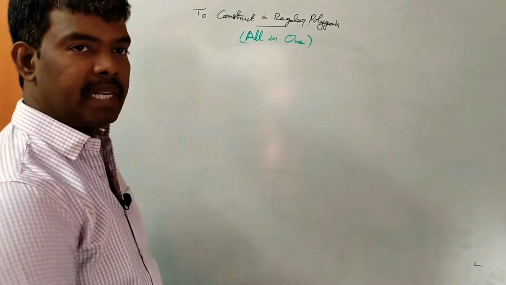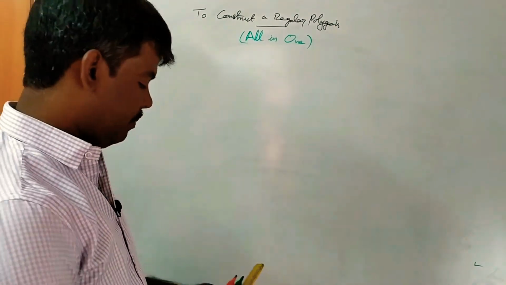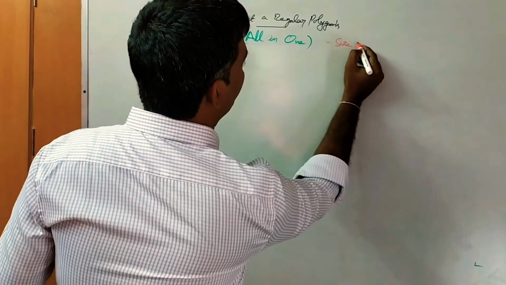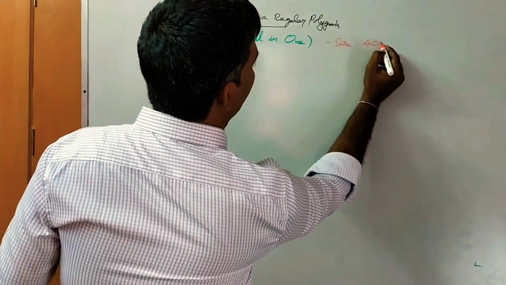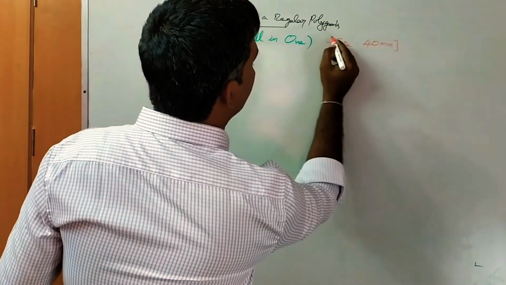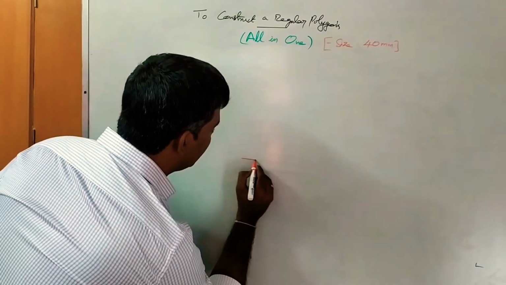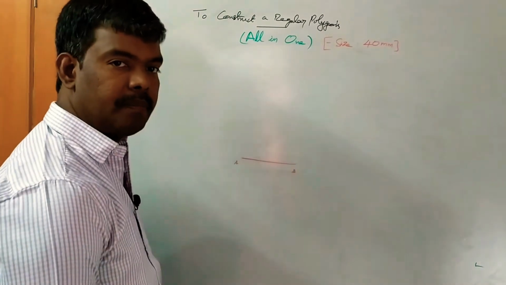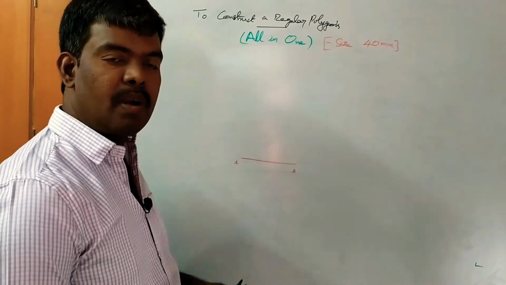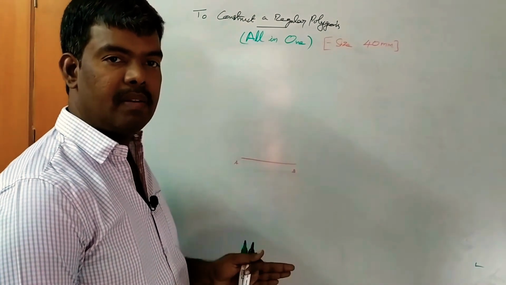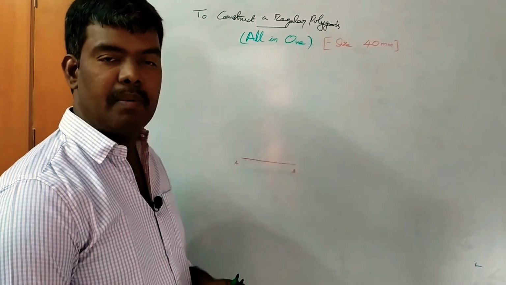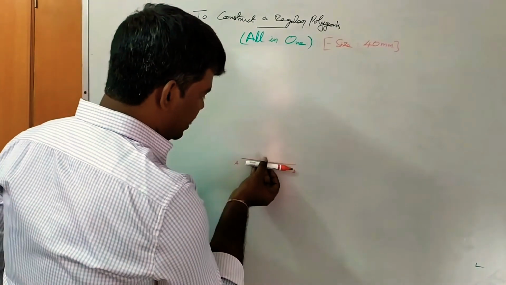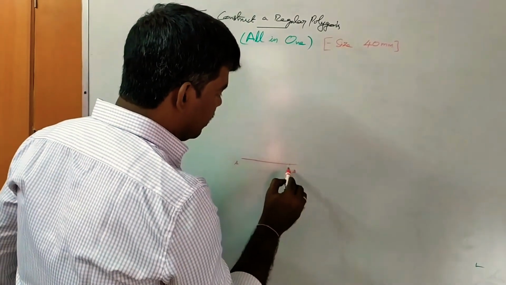So to construct regular polygons all in one, clear? Let us assume the size of the polygon is 40 mm. So this is the line AB, size 40, clear? Next, you draw one line perpendicular to AB from either end A or end B. You draw one perpendicular line of AB. So this is the size AB, clear?